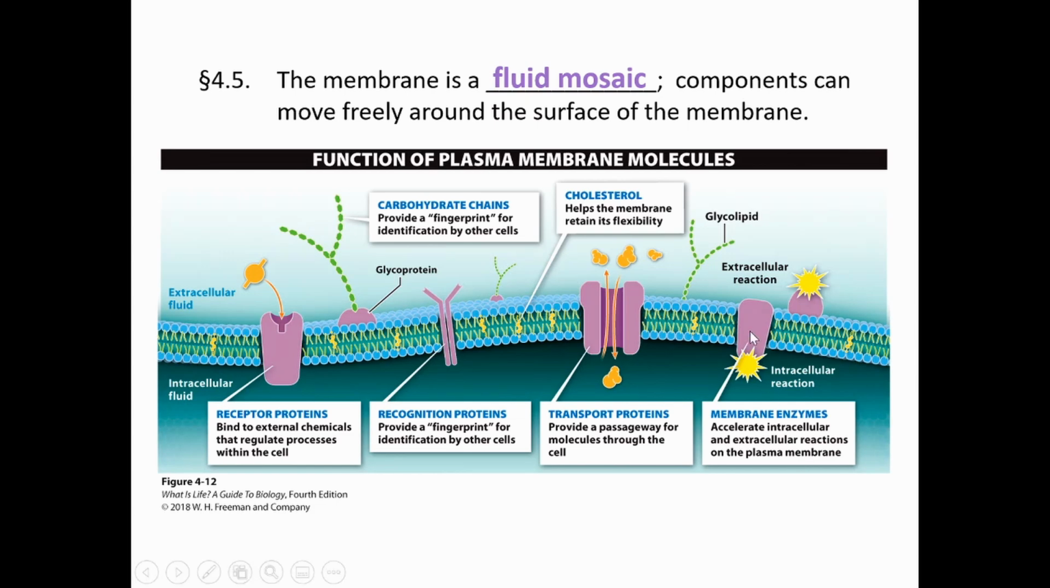Membrane enzymes are going to help accelerate and speed up chemical reactions both on the inside and outside of the cell. And then up here we have carbohydrate chains. These also are going to serve as a name tag to say, hey, this is who I am, I belong here, or hey, I'm from somewhere else. And cholesterol is going to help provide a little more structure and a little bit of flexibility to the membrane as a whole. So there's a lot of cool components to the plasma membrane, although the primary component is the phospholipid, right? We see that they make up the most numbers in this picture we see here.